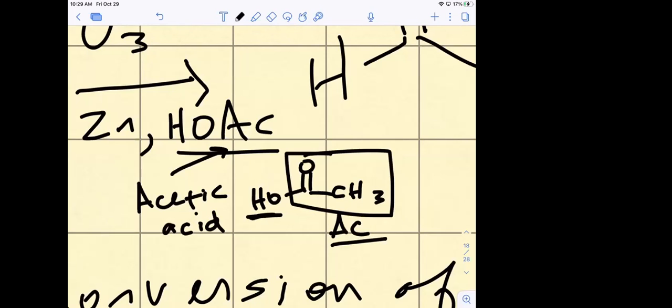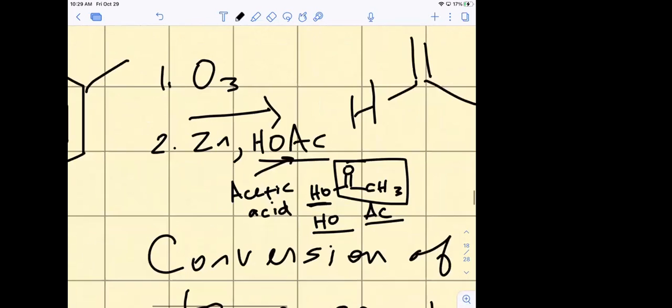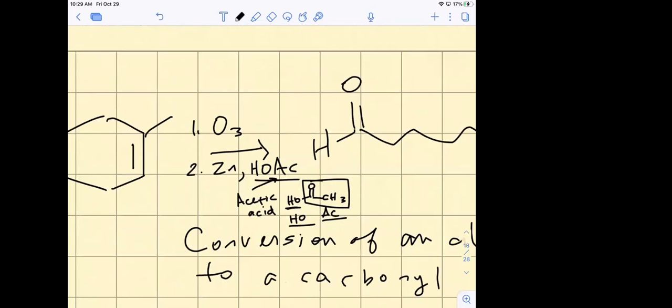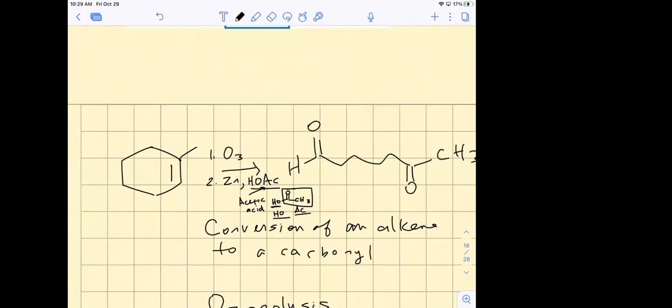So we call it acetic acid. So HO is here, and then Ac is the carbonyl. All right, so don't get freaked out when you see that. So it's ozone followed by zinc and acetic acid. And this is a very complicated mechanism. I'll be the first to say that.